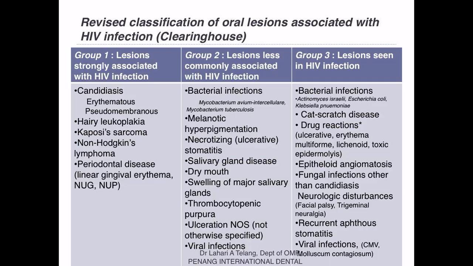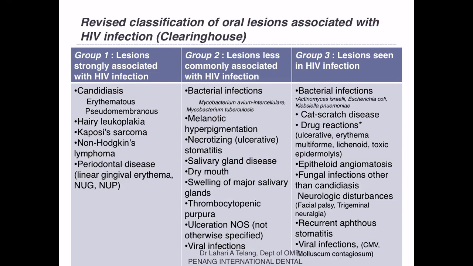Now this is the Clearinghouse classification of oral infections associated with HIV. You are all very well aware of this classification. There are lesions which are strongly associated with HIV, the most common group, which comprises Candida, hairy leukoplakia, Kaposi's sarcoma, non-Hodgkin's lymphoma, and of course periodontal diseases. Then you have lesions less commonly associated, the bacterial infections, melanotic pigmentation, etc. And lesions seen in HIV infections, for example cat scratch disease and viral infections, etc.